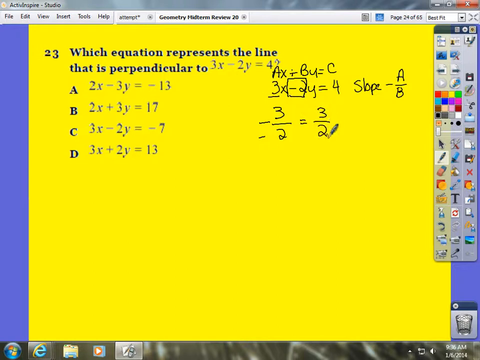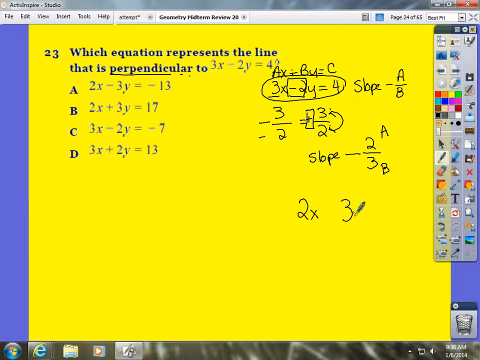We want one that's perpendicular. So again, we're going to flip it. Our slope is positive, so we're going to make it negative, and we're going to flip the fraction. So we have 2 over 3. The 2 is going to take the place of our A, and the 3 is going to take the place of our B. So when we write it down, we're going to have 2x and 3y equals whatever. In order to make our slope negative, we're either going to have the negative in front of the 2 or the negative in front of the 3.